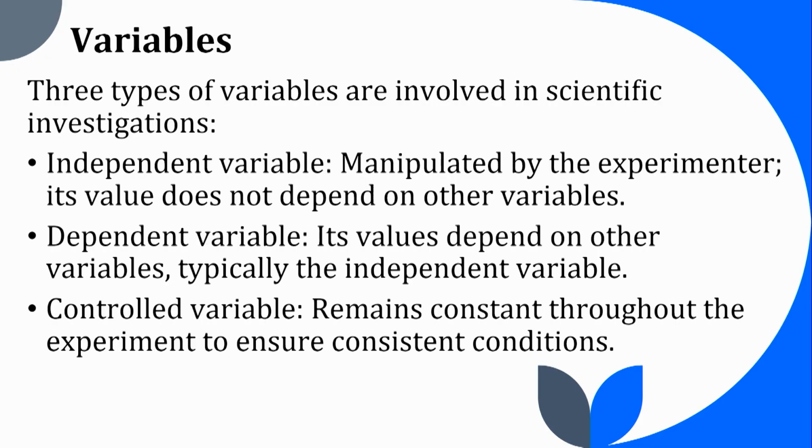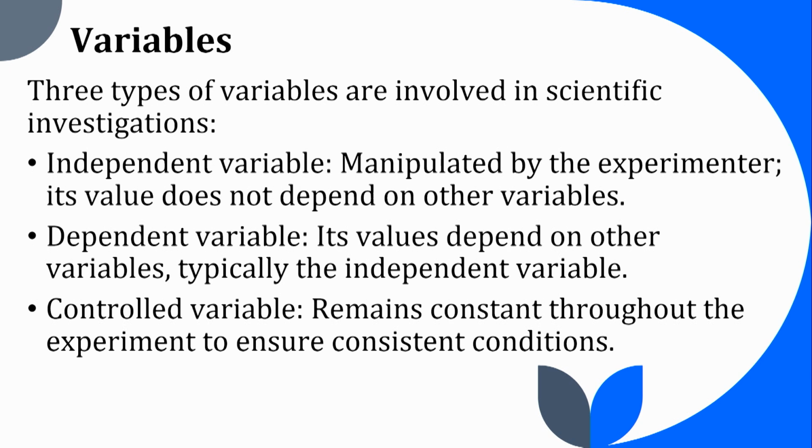Okay, so three types of variables are involved in scientific investigations. One, independent variable. Okay, these are variables that are manipulated by the experimenter. Its values do not depend on the other variables. Another type of variable is a dependent variable. A dependent variable gets its values depending on other variables, typically the independent variable. And then lastly, you can have controlled variables. These remain constant throughout the experiment to ensure consistent conditions.